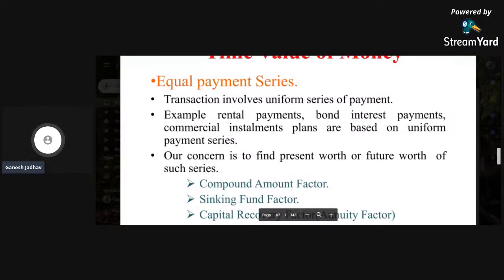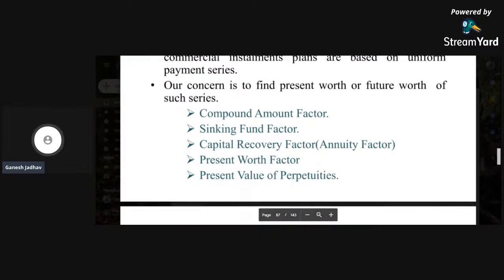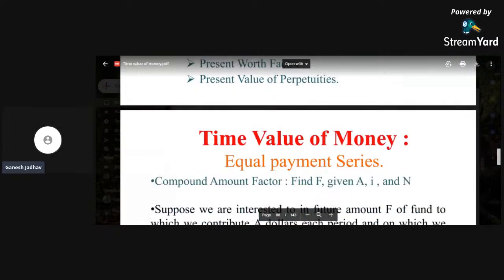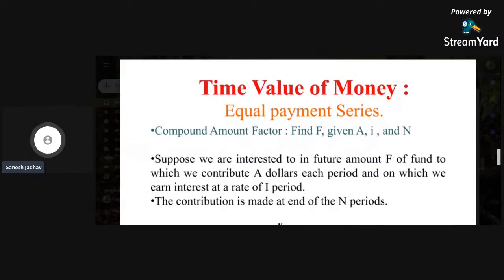So there are a number of factors. The first one is the compound amount factor. Then the second one is the sinking fund factor, then the capital recovery factor, the present worth factor, and the present value of perpetuities. So you have to calculate these particular factors also. Firstly, what is your first factor? That is the compound amount factor. So what is the compound amount factor?